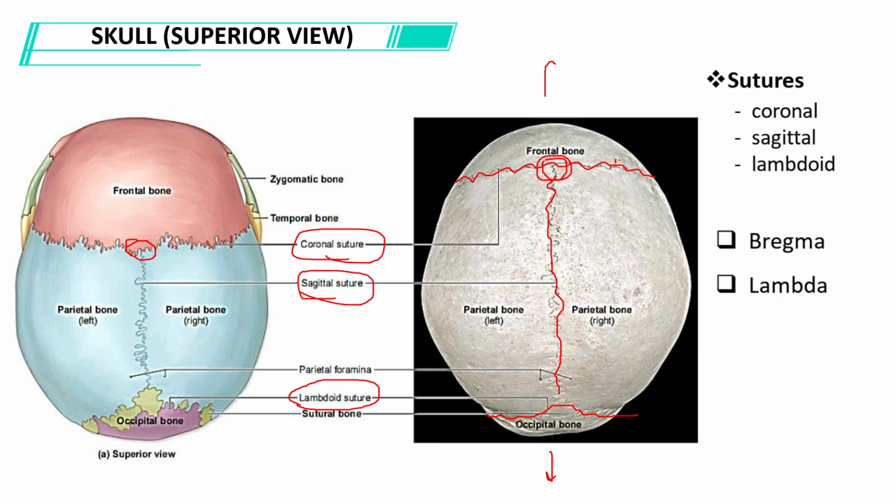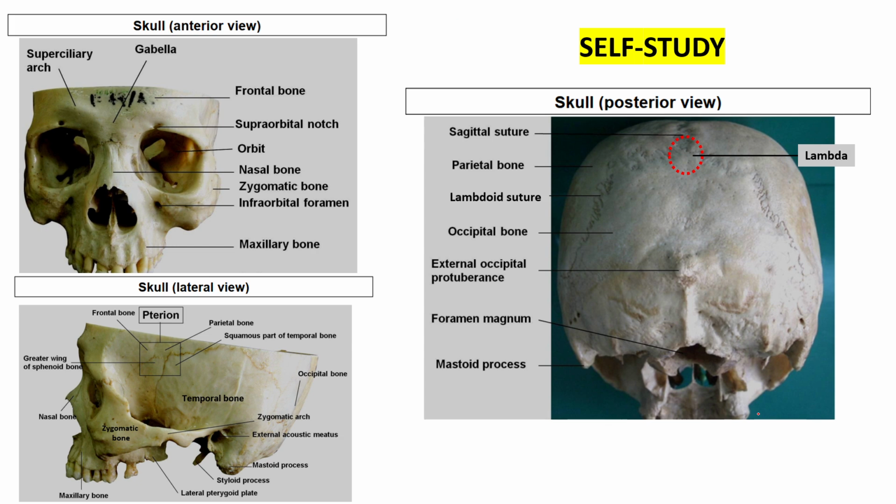And here, where the sagittal suture joins with the lambdoid suture, is called the lambda. Okay, lambda. This one is the bregma. This one is the lambda. So this is for your self study. You can look by yourself and study.